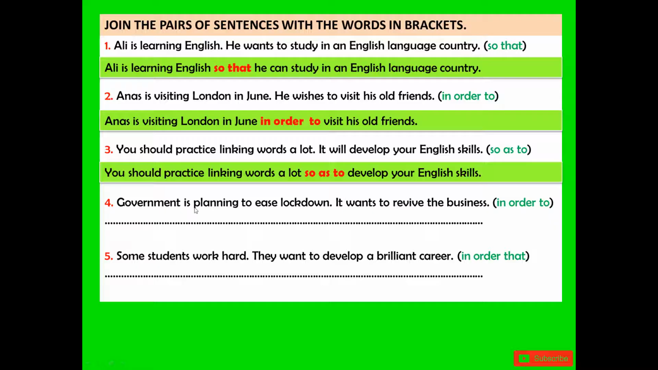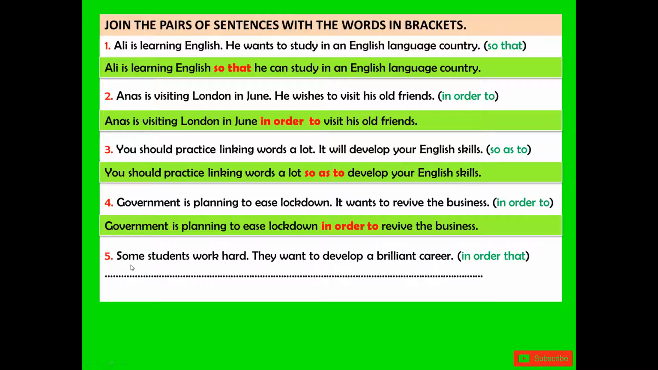Next, government is planning to ease lockdown. It wants to revive the business. Use in order to. We can say, government is planning to ease lockdown in order to what? What is the purpose? Right, to revive the business. Good job. Last one, number five.